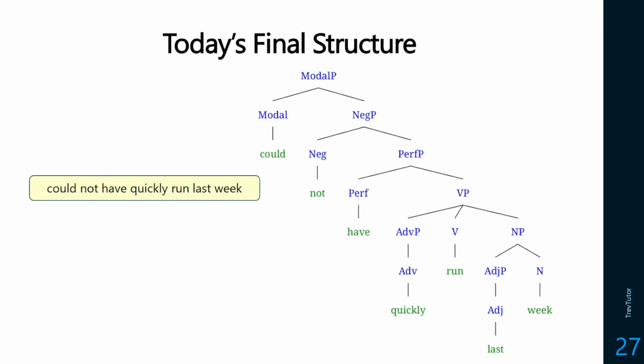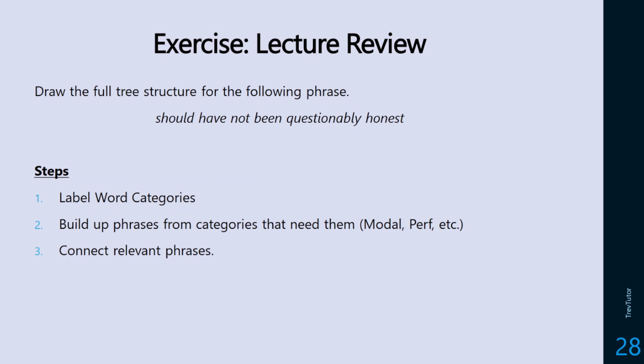So now we're finally able to make this full structure. Could not have quickly run last week. Could is a modal, builds a modal phrase. Not is negation, builds a negation phrase. Have is a perfect auxiliary, builds a perfect phrase. Then we have a verb phrase headed by the verb run. We have quickly, an adverb phrase modifying it. And then last week, a noun phrase modifying run as well. That's our final structure.